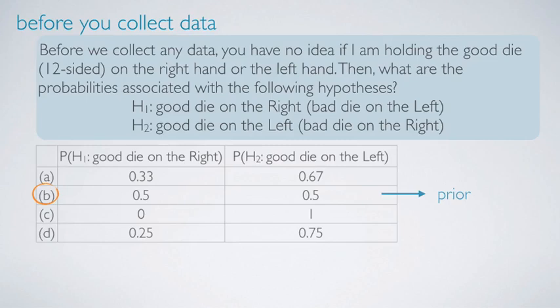What would be a situation where you might not pick this answer but pick something else? Say you know that I tend to favor my left. If you knew this about me, then you might put a higher probability of me holding the good die with my left hand. But if you don't have any additional information like that about me, 50-50 is going to be your best bet.